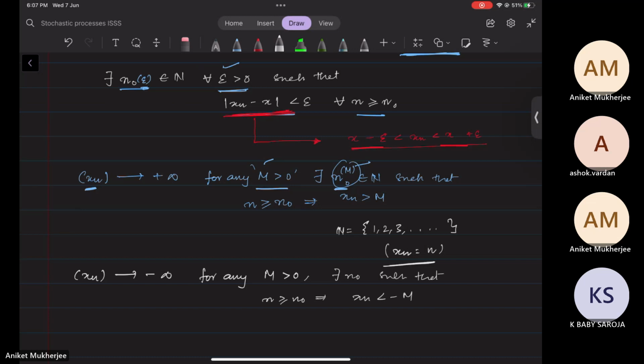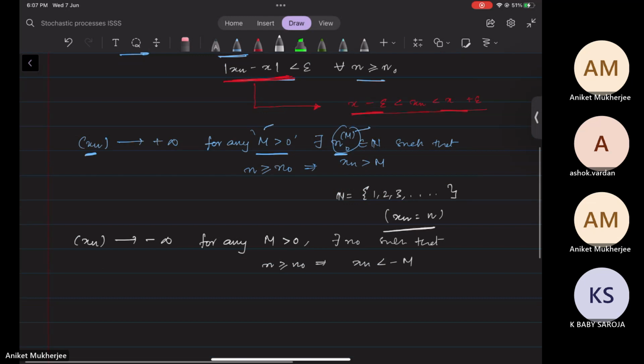Similarly, for negative infinity, there exists a negative number minus m, where m is positive, such that after some time, all the elements in the sequence will be less than that negative number. Then you can say that it converges to minus infinity. There are sequences which don't diverge off to plus infinity or minus infinity, or converge.